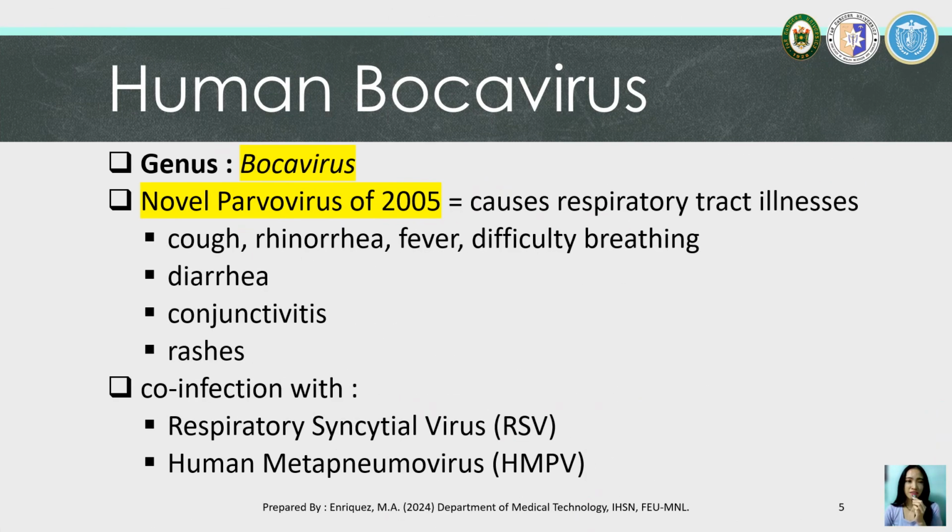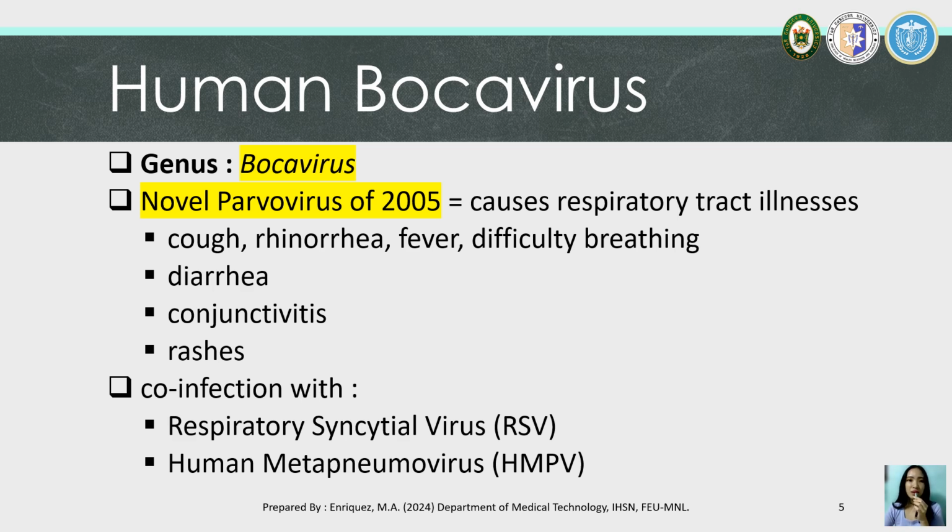Next, in 2005, a novel parvovirus was described, and this was the human Boca virus. Okay, so medyo bago pa yung human Boca virus, 2005 lang siya naging clinically significant or na-discover. So the human Boca virus was able to cause various upper and lower respiratory tract illnesses. Now, the clinical symptoms would include coughing, rhinorrhea or runny nose. Also, there's fever, difficulty breathing, diarrhea, conjunctivitis, and rashes. So, ang dami niyang pwedeng clinical manifestations, but again, they're so non-specific.